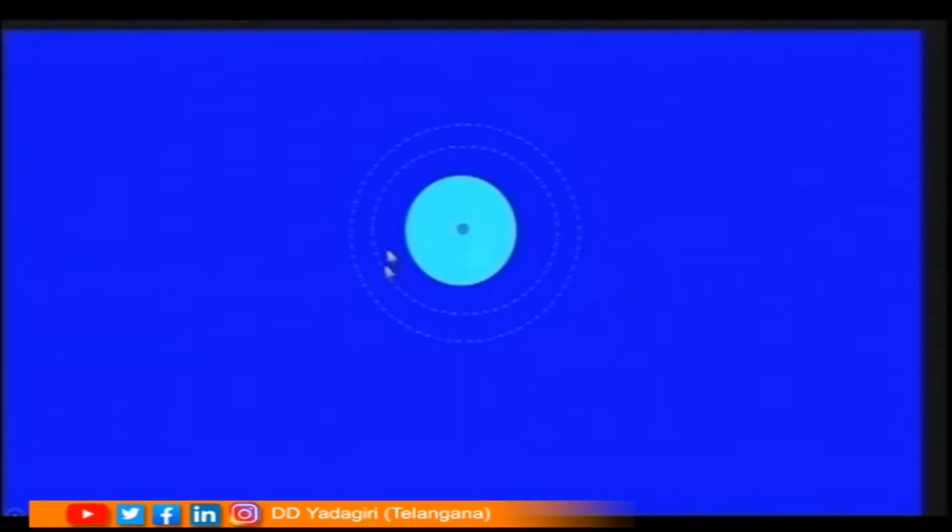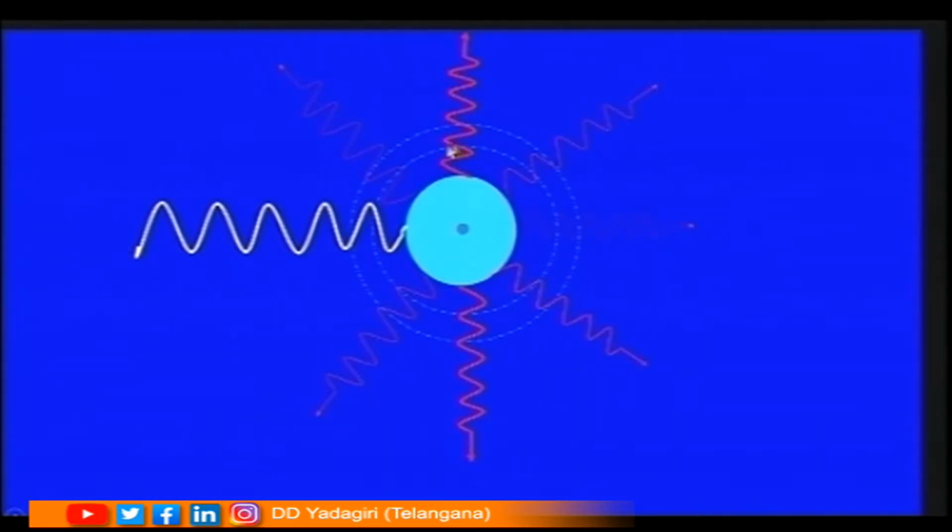Say this is an atom and this is a nucleus. Whenever light is incident on it, it re-emits light waves with different intensities in all directions. Observe here, the red light waves are emitted in all directions, but these two light waves have the higher intensity and the remaining light waves have the lower intensity.